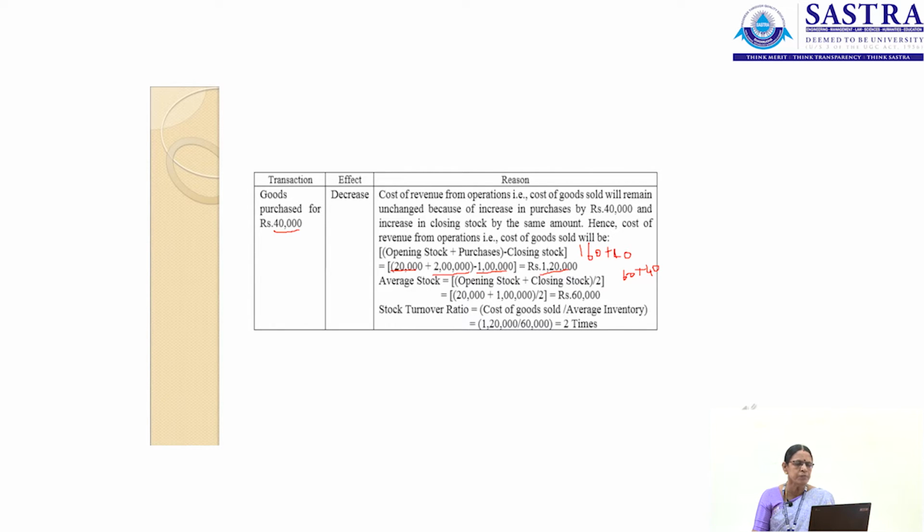See to it, cost of revenue from operations, namely the cost of goods sold, will remain unchanged because an increase in purchases by 40,000 will have an increase in closing stock by the same amount. See, 1,60,000 plus 40,000 is 2 lakhs here, again 60,000 plus 40,000, 1 lakh is here. So we have an increase in the purchases and your closing stock by the same amount of 40,000 rupees. Now average stock is 20,000 plus 1 lakh, we have 60,000 rupees. So 1,20,000 is the cost of goods sold, 60,000 is your average stock, we have 2 times. Now we have a decrease in your stock turnover ratio. Previously we had 3, now it is 2.